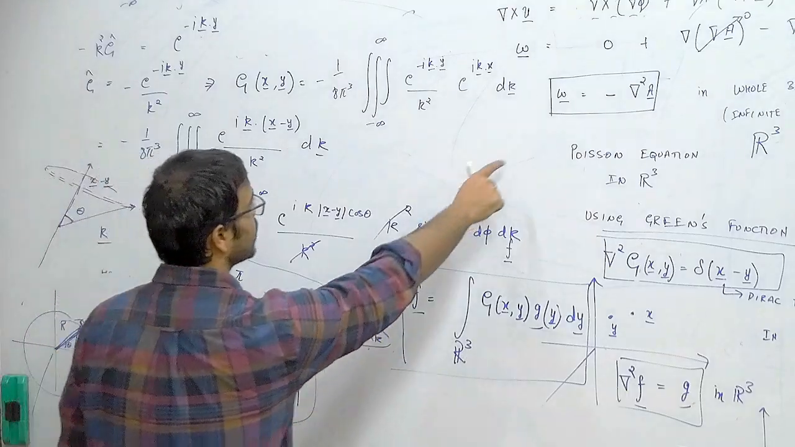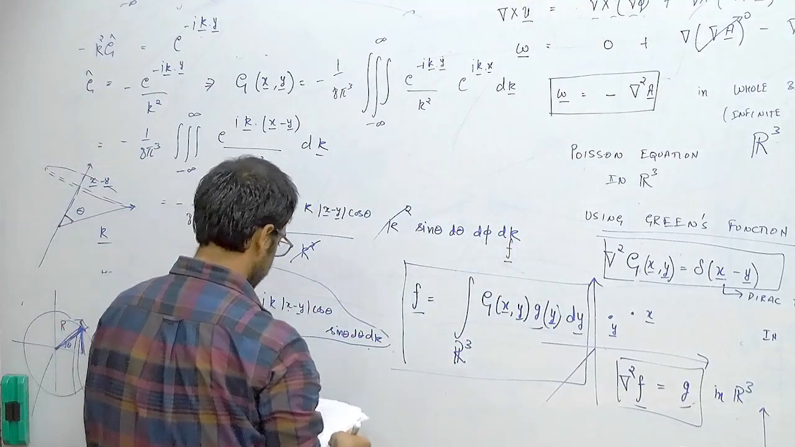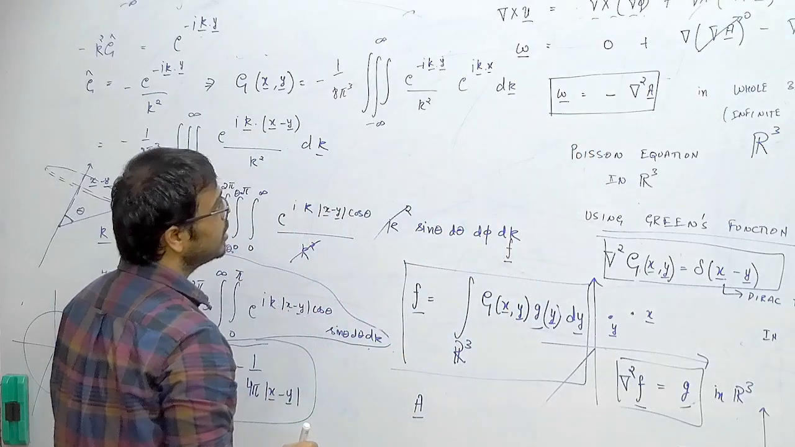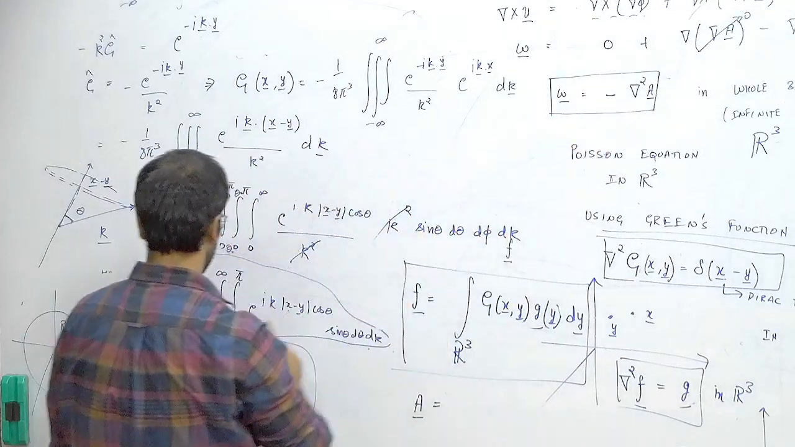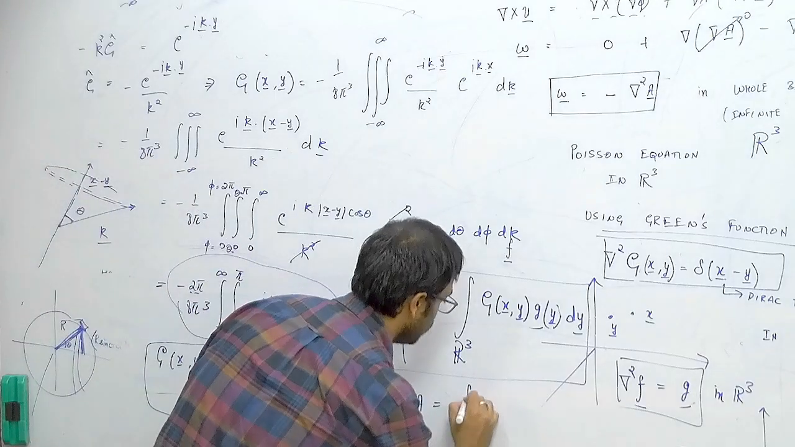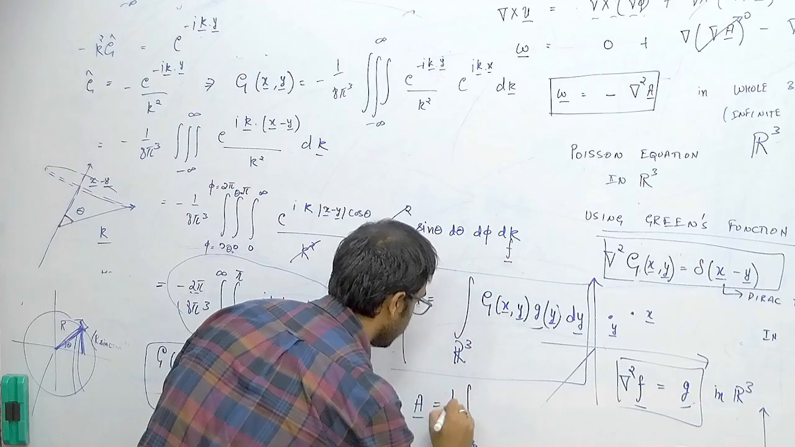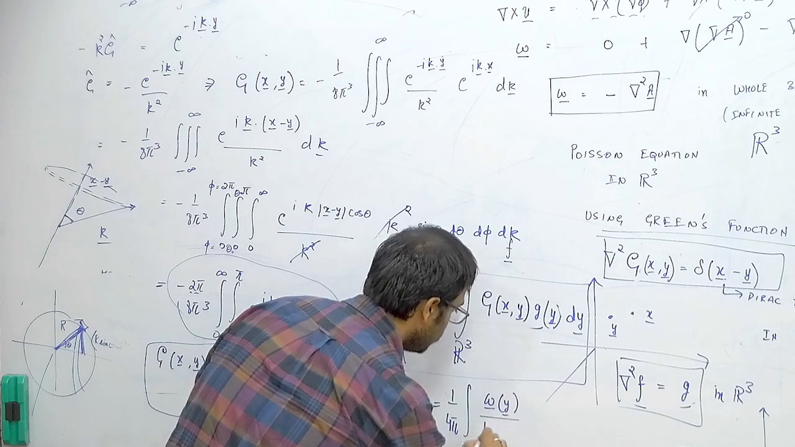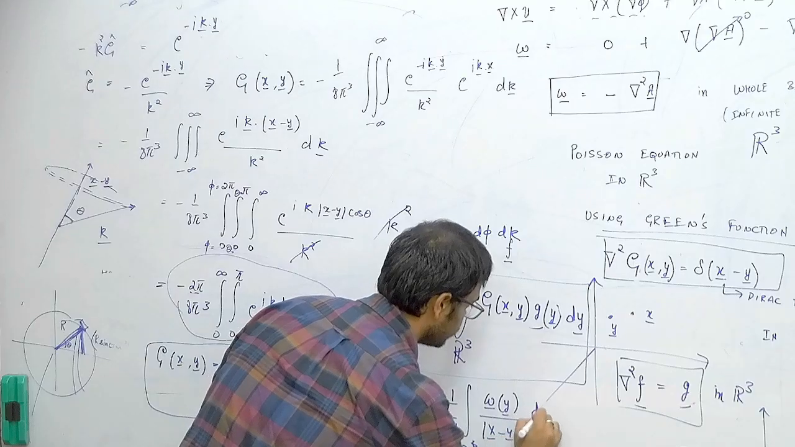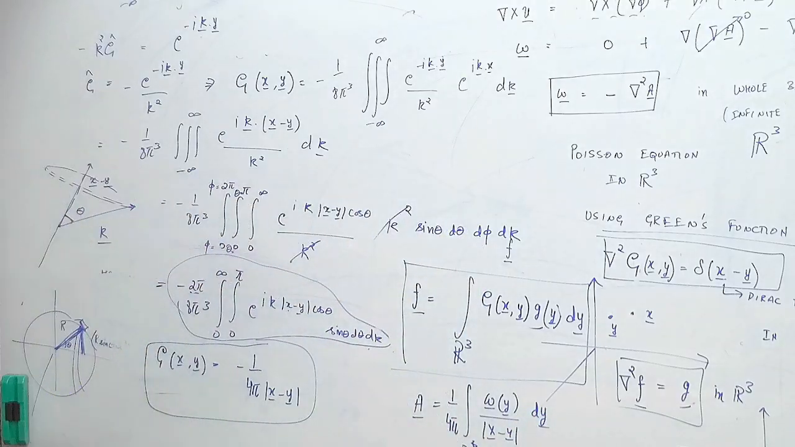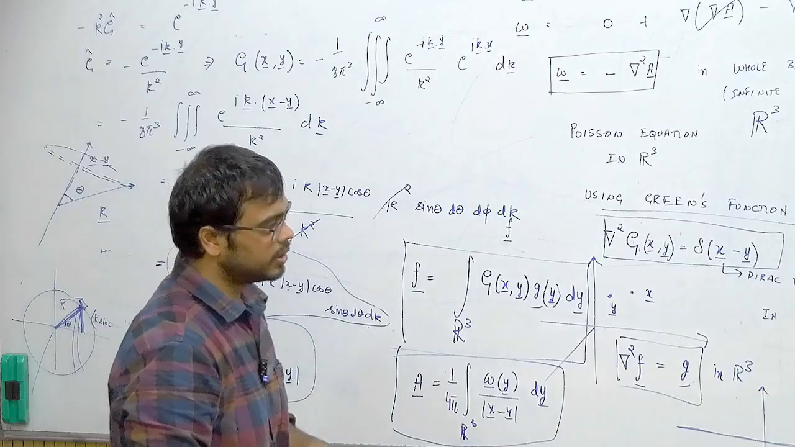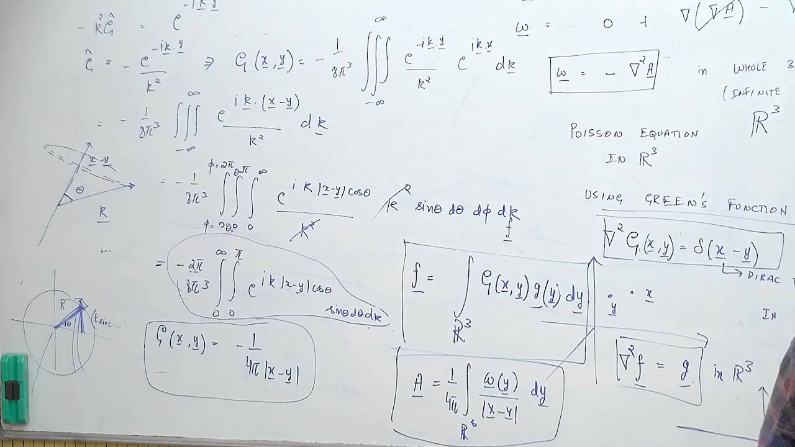So from here you see that your A becomes, so what does your A become? If I want to solve this equation, you have two minus signs, so they will cancel out and you will be left with this integral. This is what your A will be given an omega. This is what your vector potential will be given the vorticity omega.